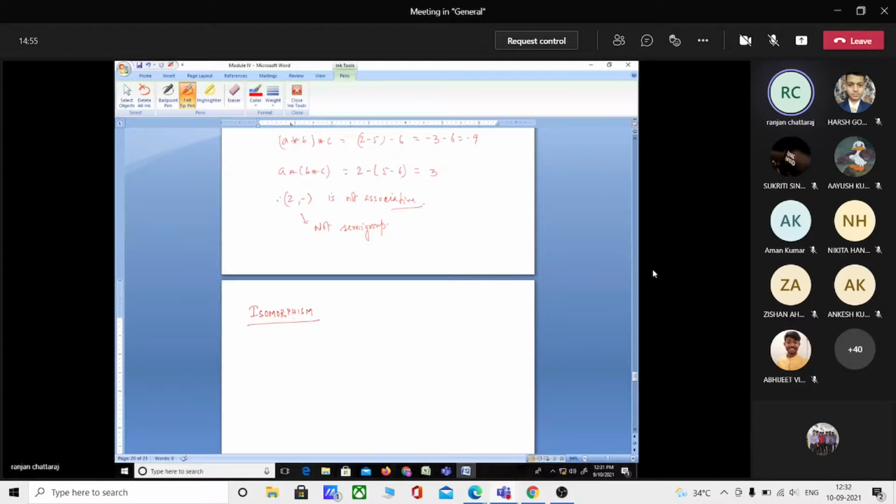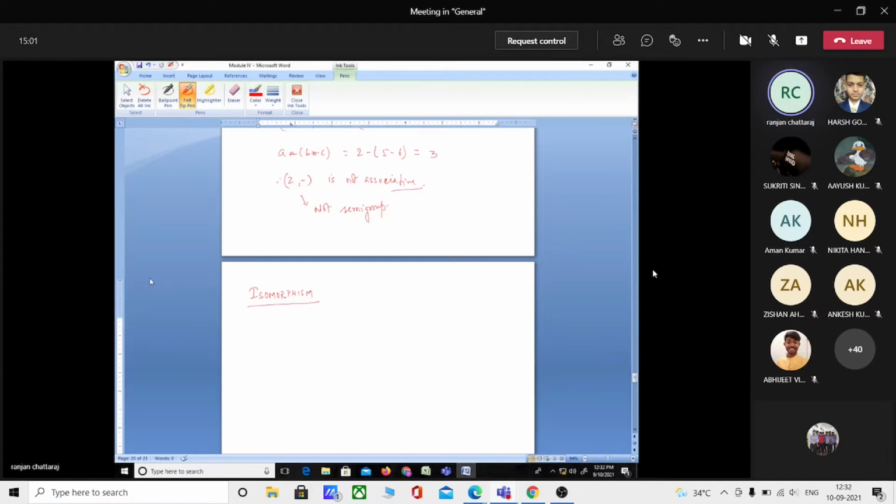Isomorphism is actually a mapping. So how to define isomorphism? Suppose we consider two semigroups, with identities E and E dash. Then A into E is equal to A, and A into E dash is also equal to A. So we can write AE is equal to AE dash. Okay, then from here we can conclude that E is equal to E dash.